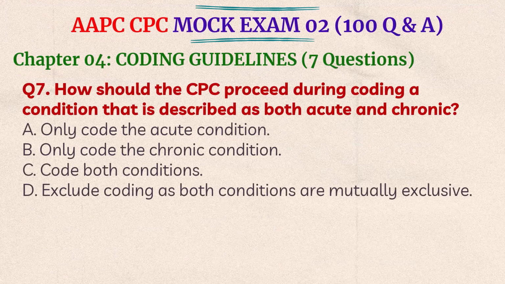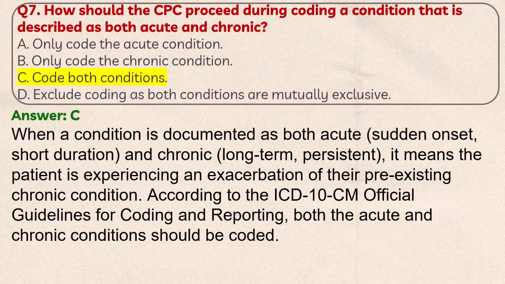Question number 7. How should the CPC proceed when coding a condition that is described as both acute and chronic? A. Only code the acute condition. B. Only code the chronic condition. C. Code both conditions. D. Exclude coding as both conditions are mutually exclusive. Think the answer. The correct answer is to code both conditions. So that is answer C.